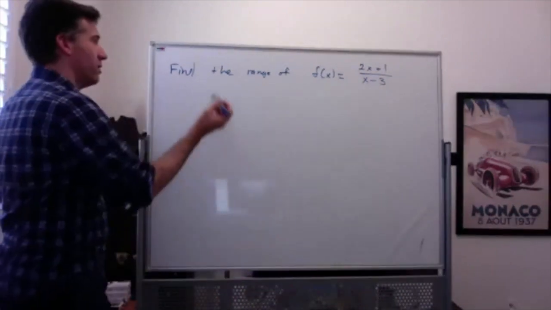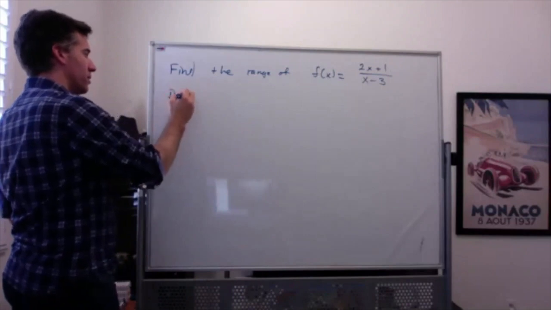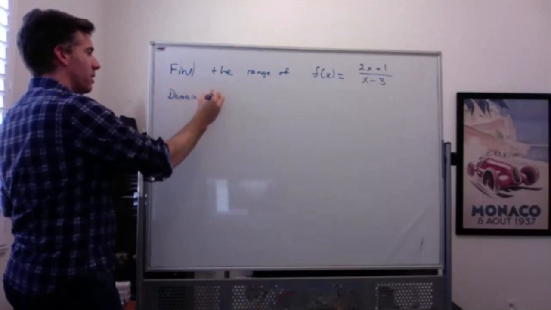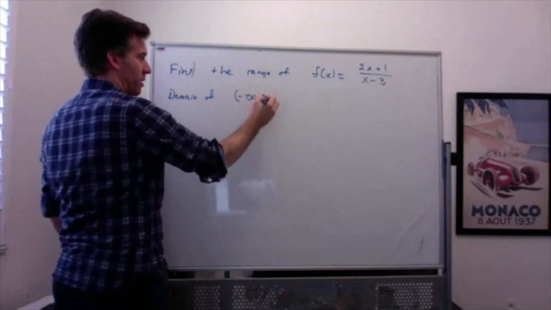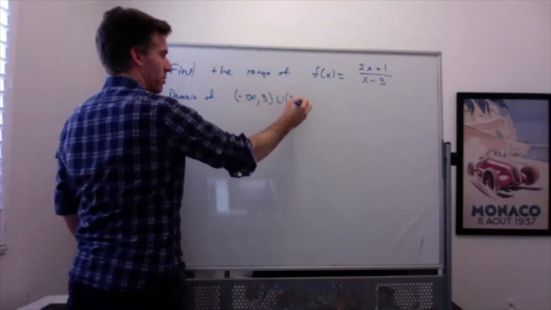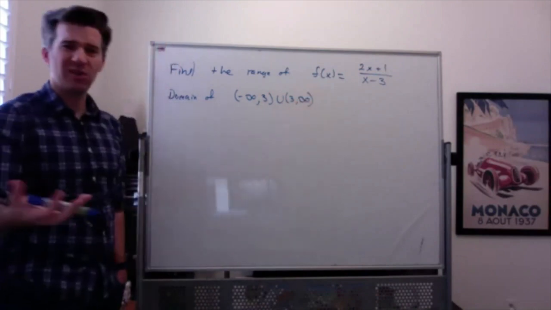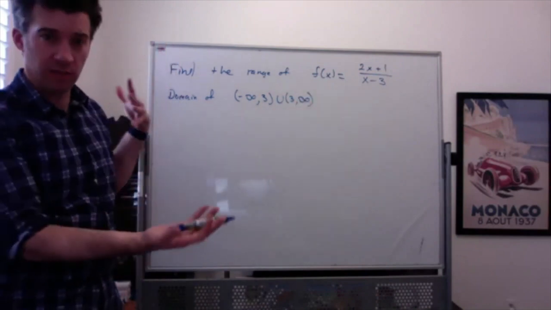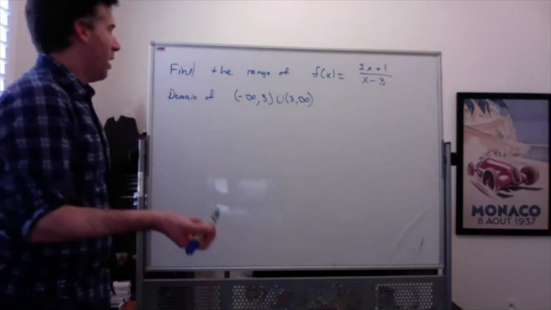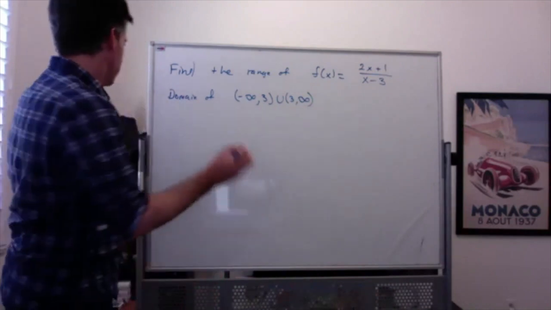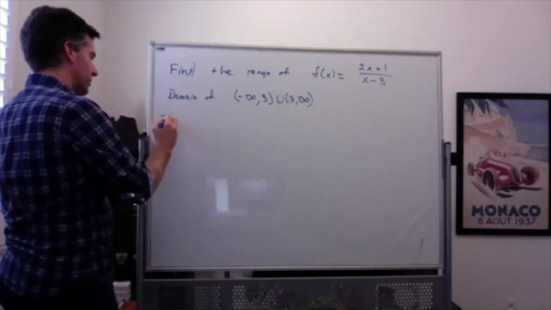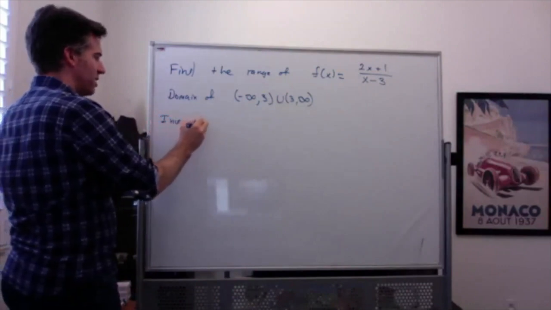I will point out that this function has a domain of everything but 3. So negative infinity to 3, union 3 to infinity. I know that wasn't the question that was asked, but I did want to mention it because it's important. So then let's talk about the process of finding the inverse function. To find the inverse, there's a couple different ways to go about it.